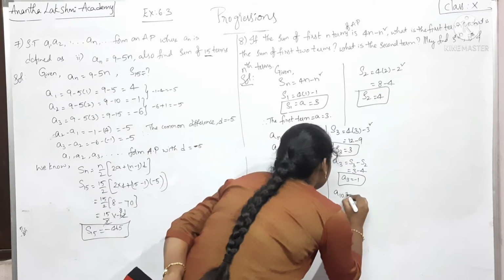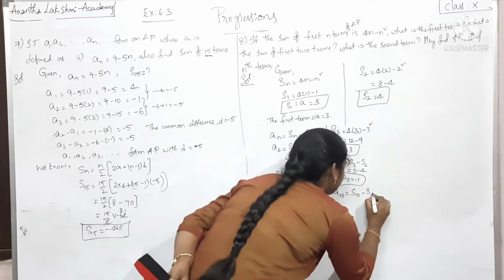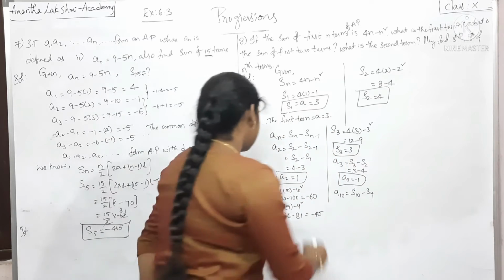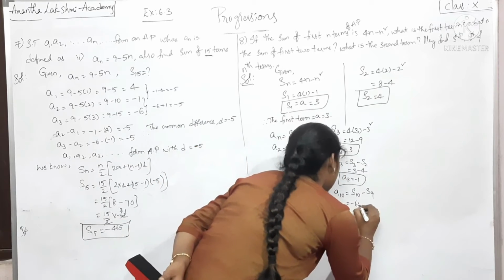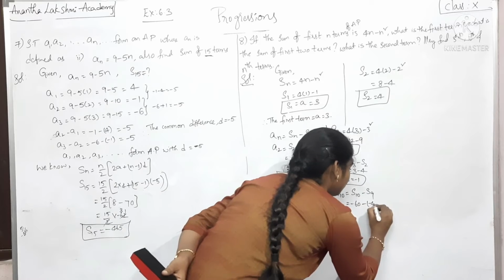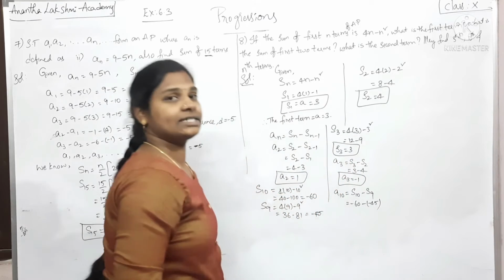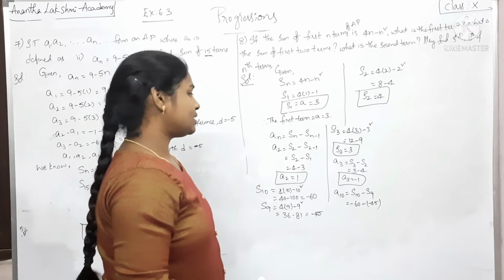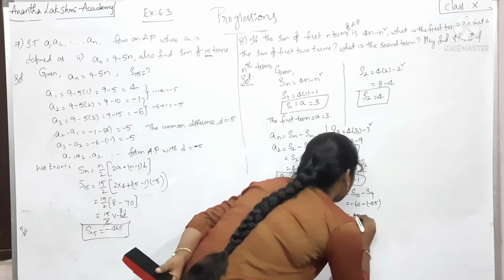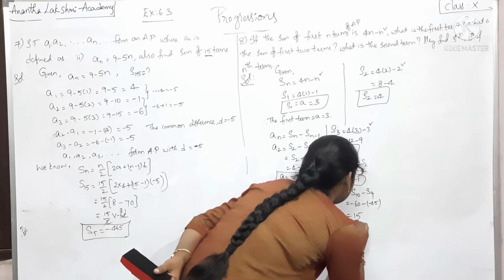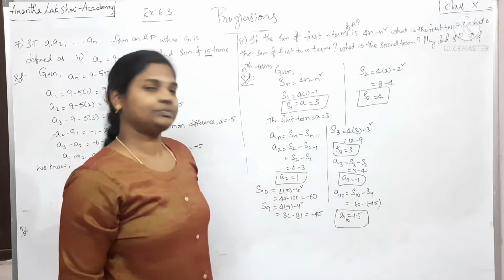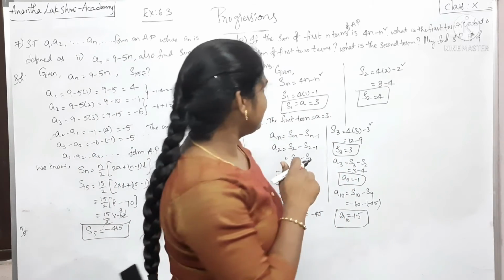A10 is nothing but S10 minus S9. Isn't it? So S10 is minus 60 and this is minus of minus 45. So minus 60 plus 45 is nothing but minus 15. So A10 is minus 15. Isn't it? Now we got the 10th term.